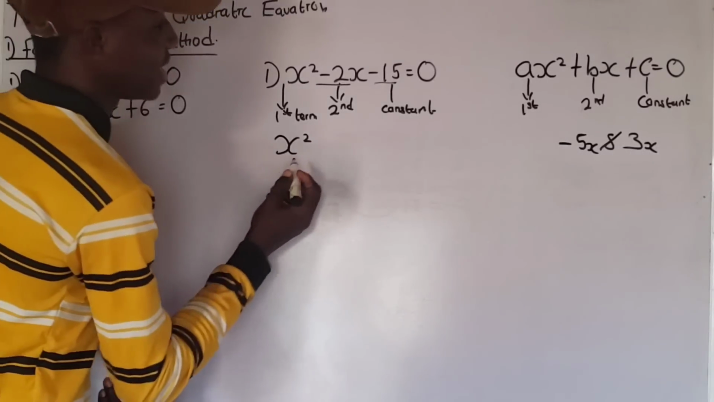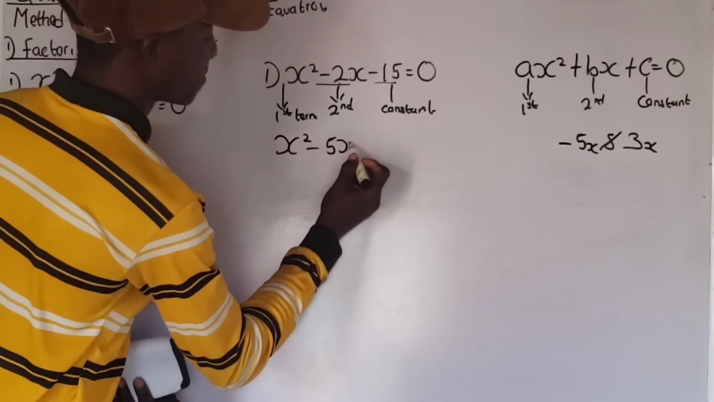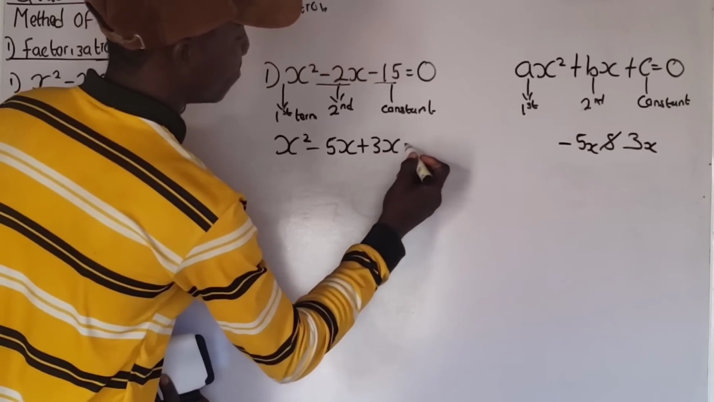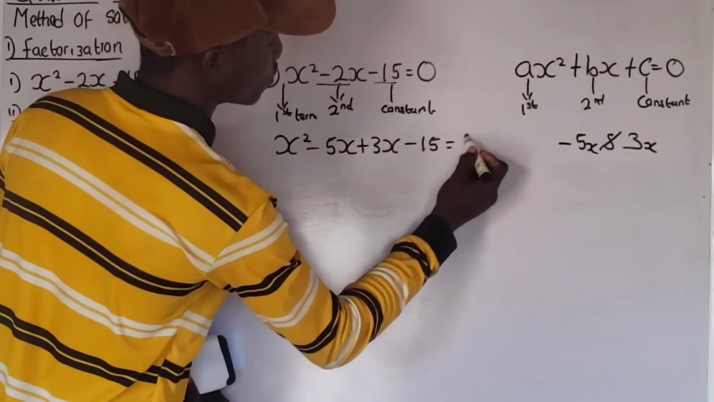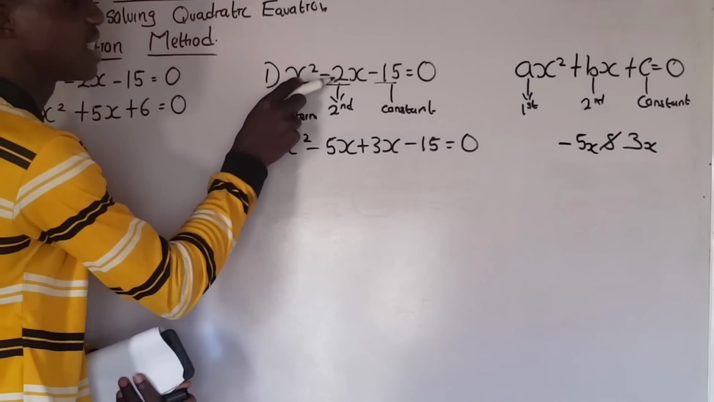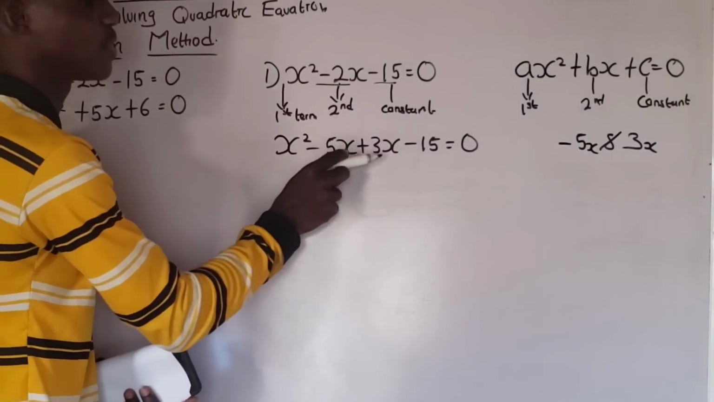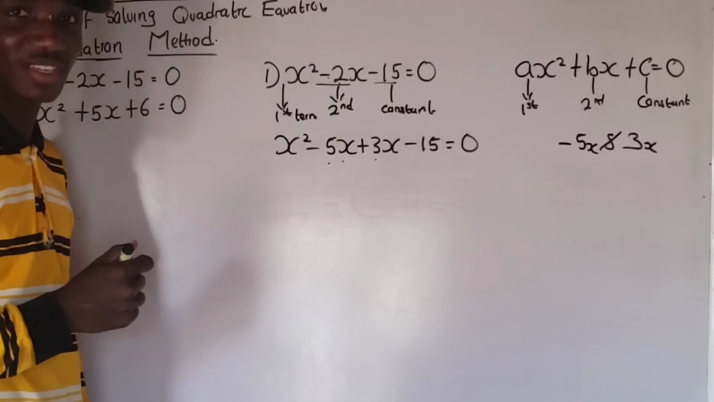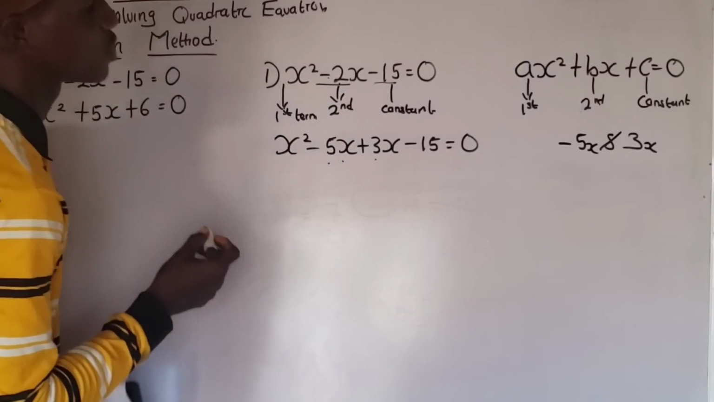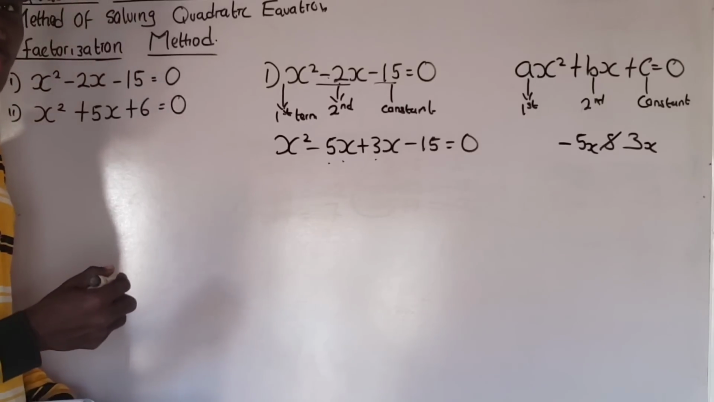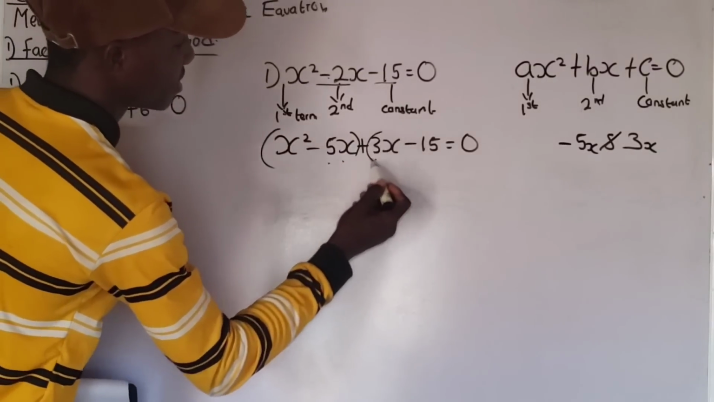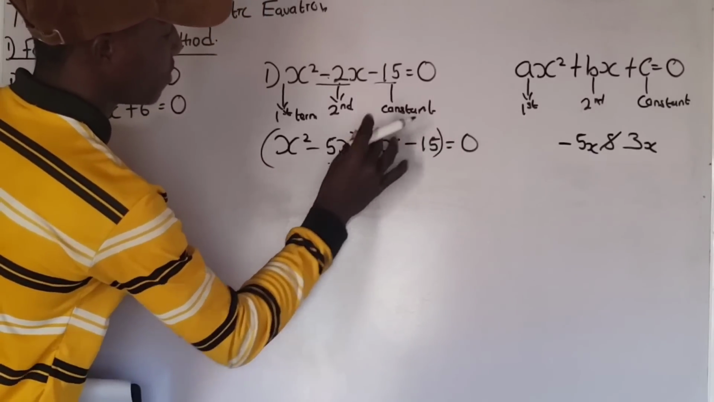x squared, negative 5x, positive 3x, minus 15 equals 0. What I did is that I replaced negative 2x with negative 5x positive 3x. By the time I add this together, I'm still going to have this. Do you understand? Okay. Now we are going to separate this quadratic equation into two: this and this.